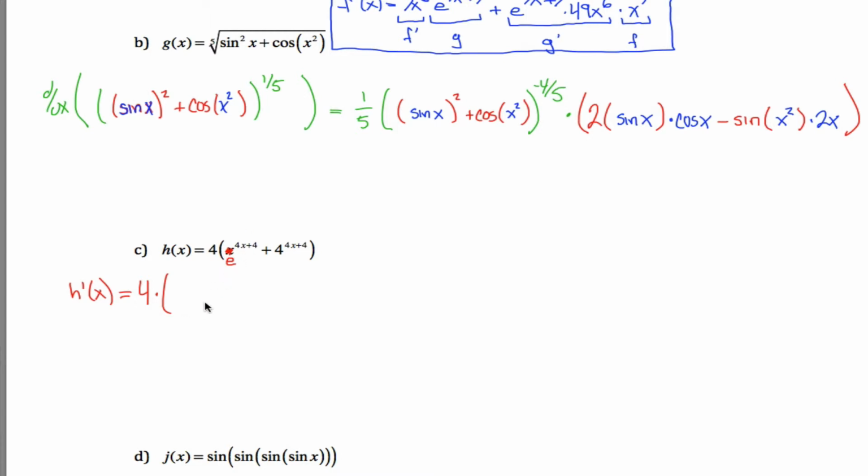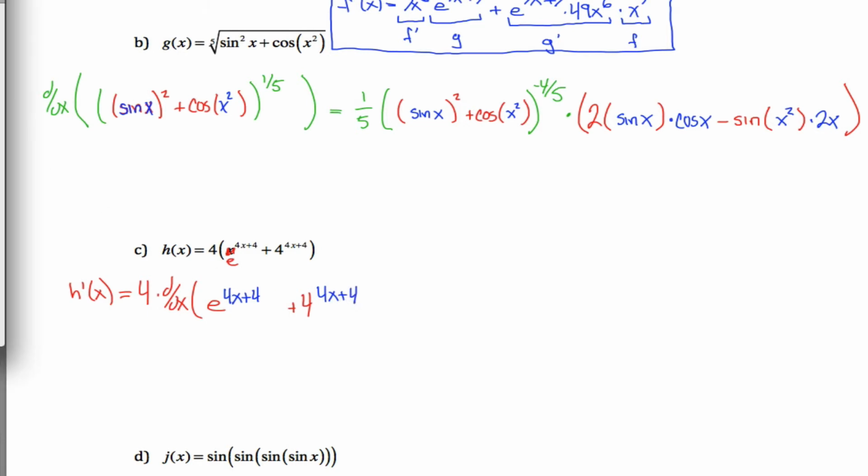So the derivative of this first term, I'm going to write this out a little bit better. It's 4 times the derivative of e raised up to some power plus 4 raised up to some power. And the power that e is raised up to is 4x plus 4. And actually the power that 4 is raised up to is also 4x plus 4. But I'm going to change color when I write those to really illustrate that what's going on is I got some chain rule.